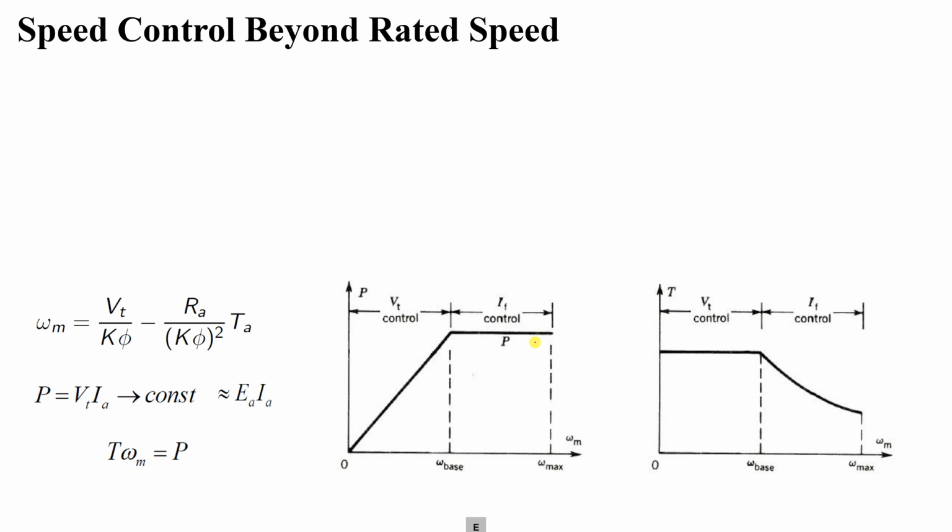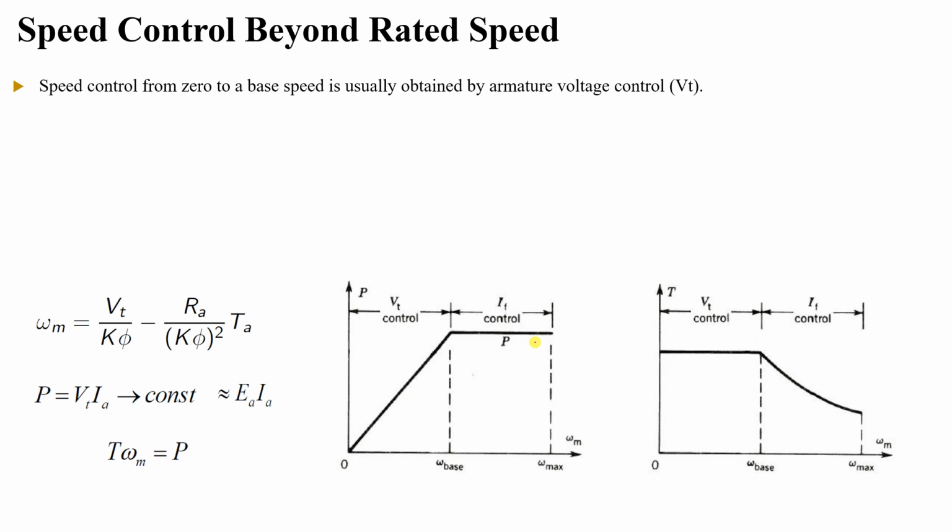So let's summarize what I just explained. Speed control from 0 to the maximum or base speed is usually obtained by armature voltage control. As I change V terminal, I increase omega, right? And as V terminal increases, power increases, as you can see here. What about torque? Torque doesn't change, it is constant in this region.